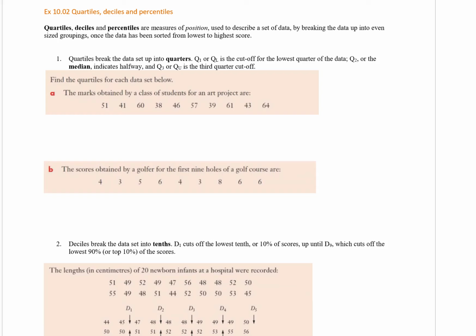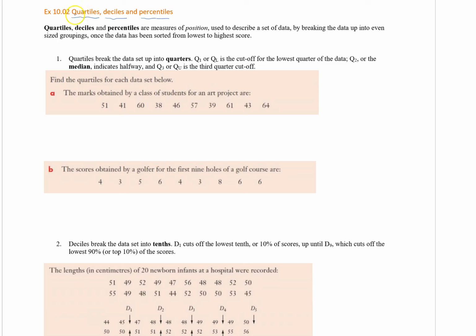Exercise 10.02 are statistical calculations which identify a place within a set of data. So when the data is arranged smallest to biggest, and that's really important, then we could separate our data into quartiles, or we could separate our data into deciles, or we could separate our data into percentiles.